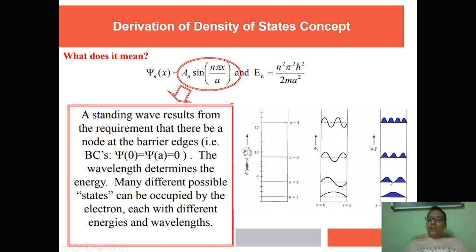When we take n equal to 2, there will be equal probability at these two points, and in the case of n equal to 3, there are three points where the probability of existence of that electron is higher, and so on. So many different possible states can be occupied by the electron, each with different energies and wavelengths. So these are different states where the electron can exist.